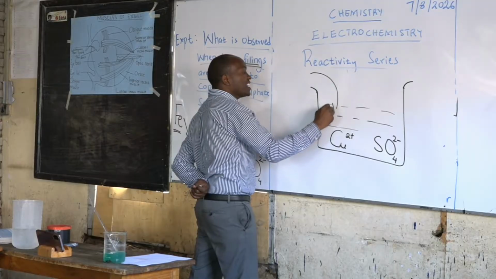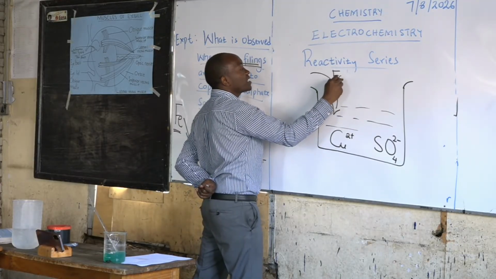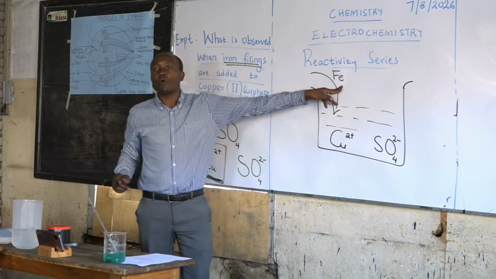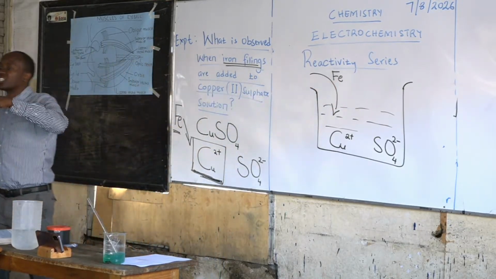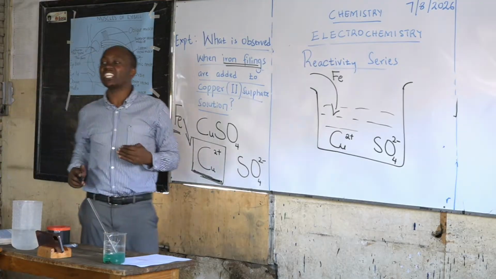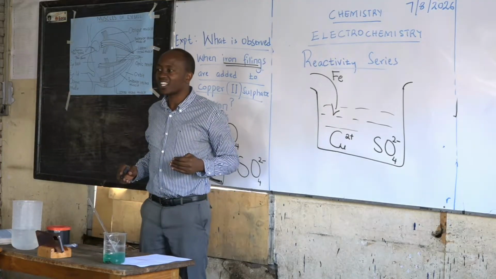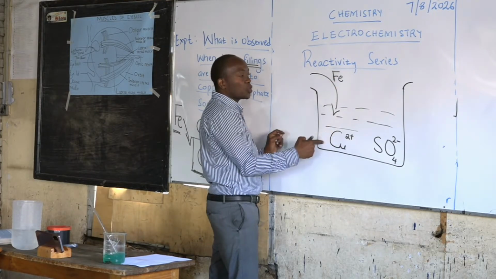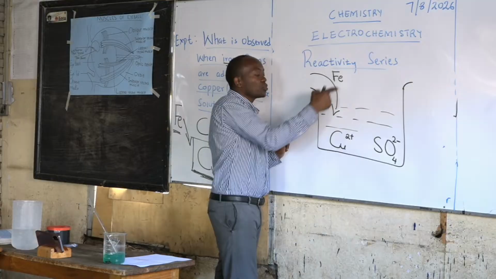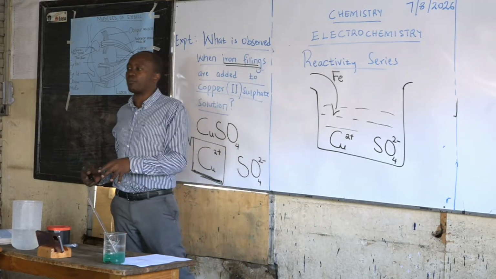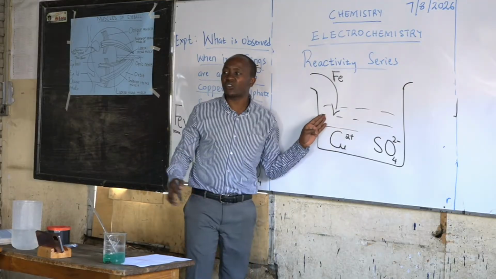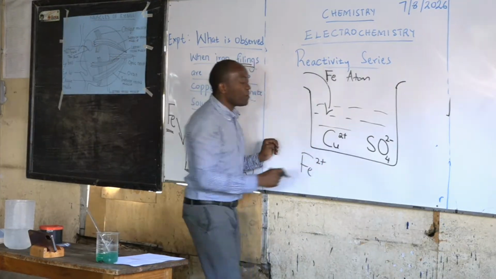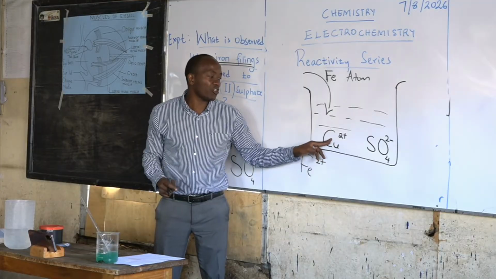So when you put iron filings here, the iron is not stable. For metals to be stable, they do what? Do they lose or gain electrons? Iron is more reactive than copper. So when iron gets to this solution, it's going to lose 2 electrons in order to be in ionic form. So when iron gets into this solution, the iron will lose how many electrons? 2 electrons.